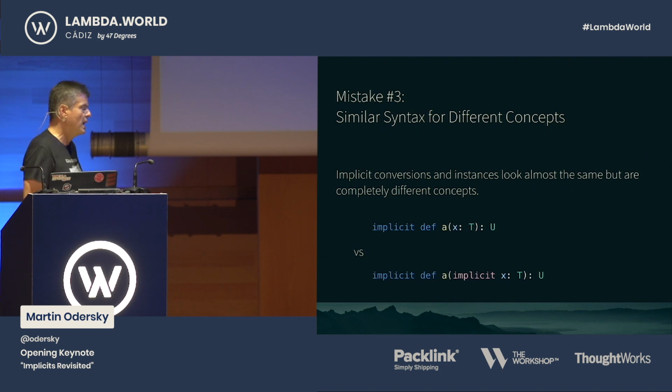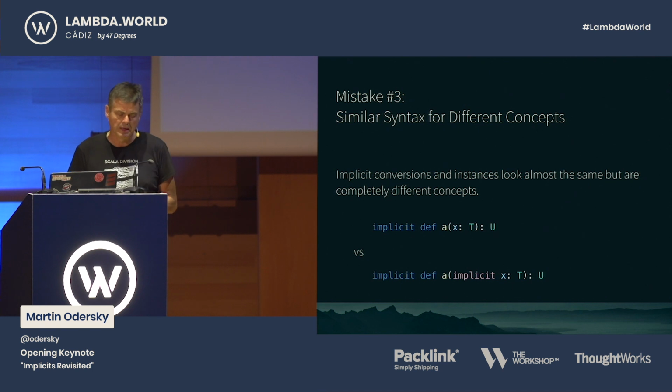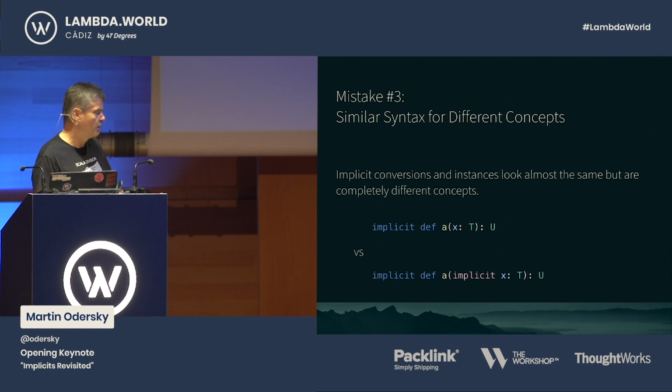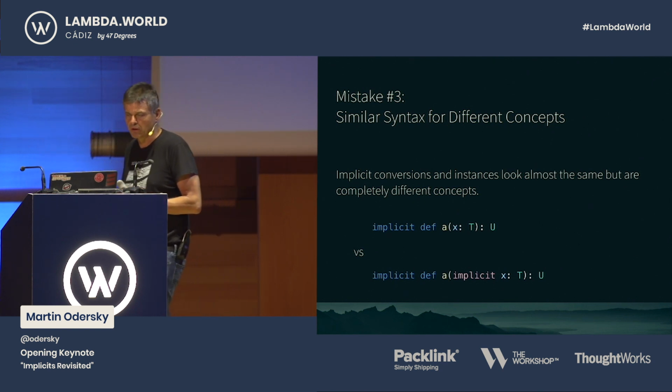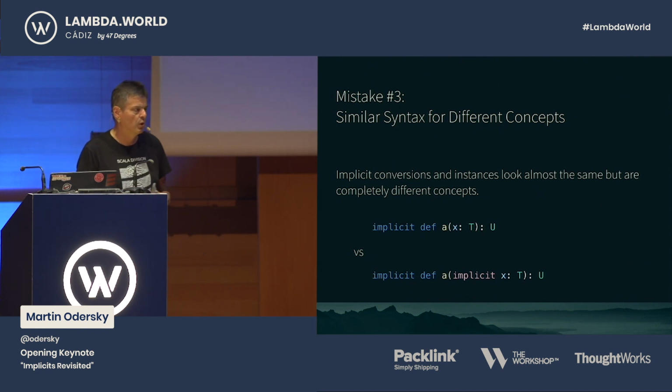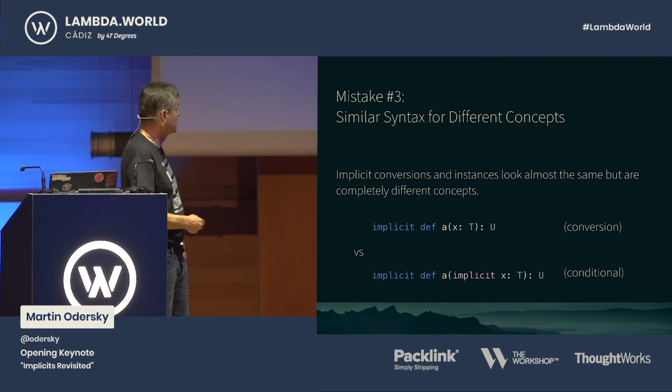OK. So another problem that is more a usability problem and less a principal problem is that the syntax is dangerously close for concepts that should really be quite different. In particular, if you look at implicit conversions, which, as I said, were the start of implicits. So that thing here is an implicit conversion. It's just implicit for a thing that maps T to U. And that thing here, it looks almost like a conversion, but it's a conditional implicit.